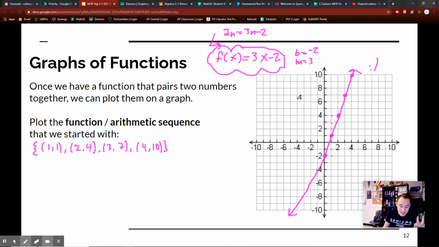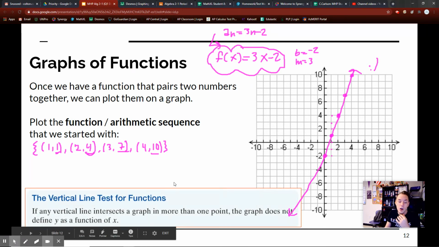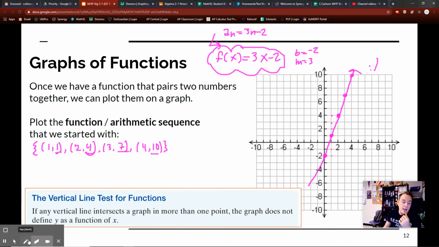Of course, this is easy. I already know it's a function because I looked at the ordered pairs. They don't have any repeated y values, so since they don't have any repeated y values, it's a function. But there's another way to find whether or not it's a function, and it's called the vertical line test. So let's say you graph a function. Is it a function?